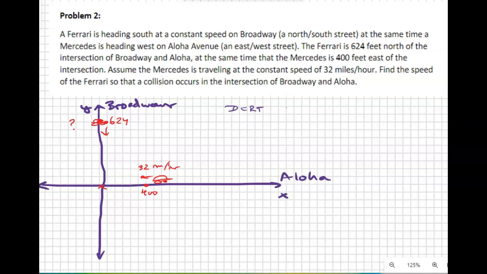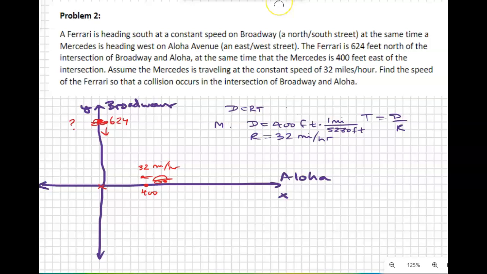Okay, so about the Mercedes, call it M, we know that the distance it needs to cover is 400 feet, and it's going at a rate of 32 miles per hour. So we can figure out what the time is, right? Time equals distance over rate. Before we plug in, notice that the units don't match, because this is miles an hour, this is feet. So we should probably change this to miles. We know 1 mile is 5,280 feet.